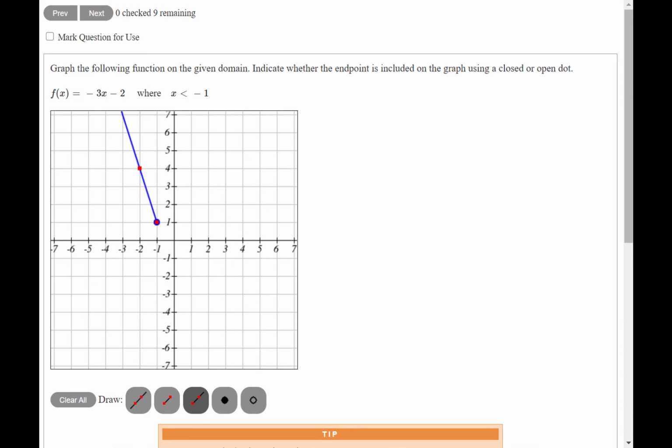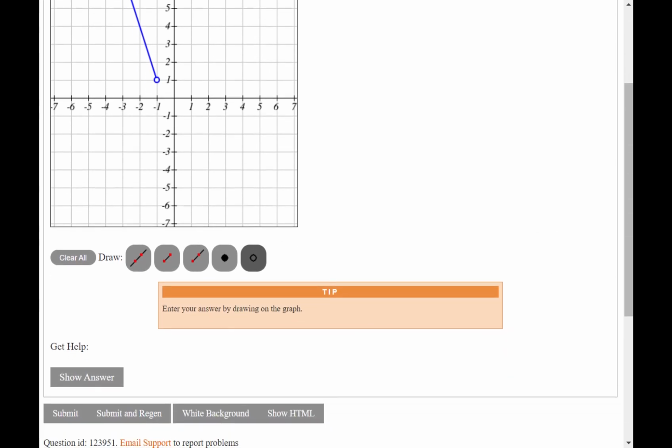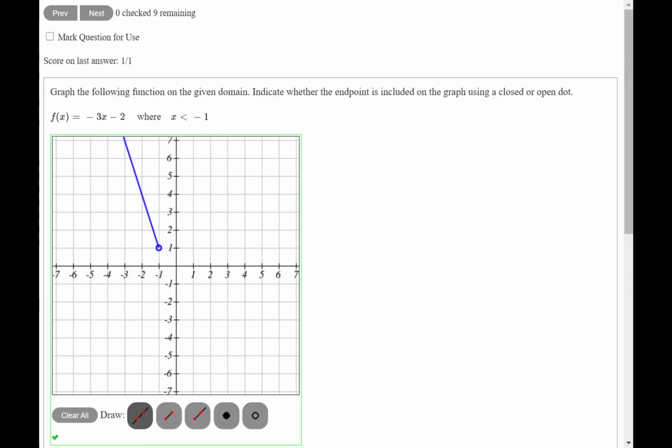And it does look like this red point here has filled in the open circle. That's not the case. If you click back on the circle tools, it will show you that it's definitely left as an open circle. Now when we submit, we get the correct answer.